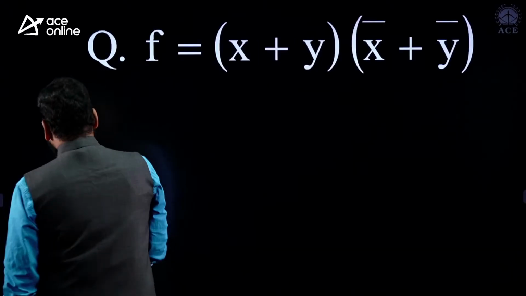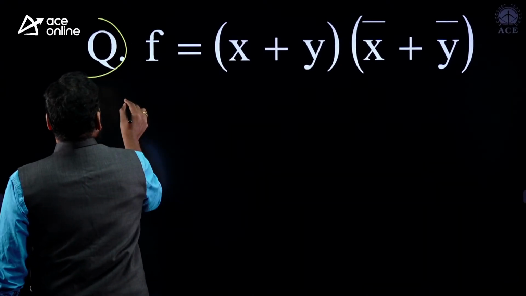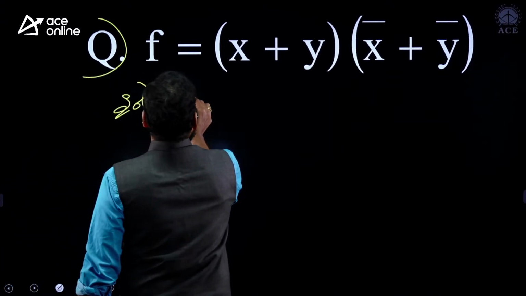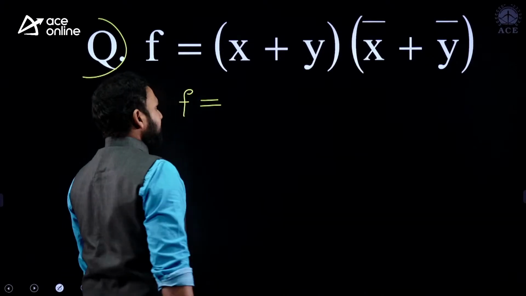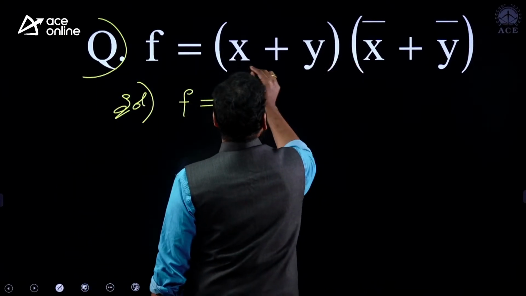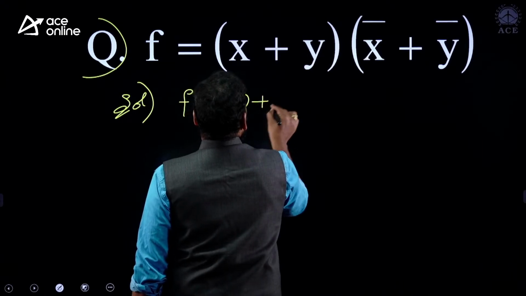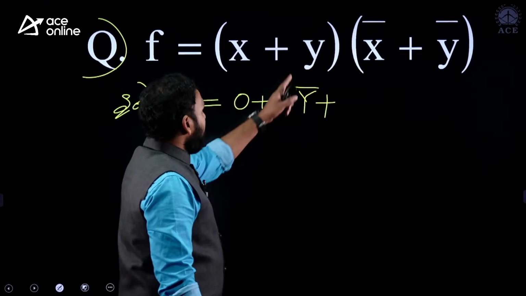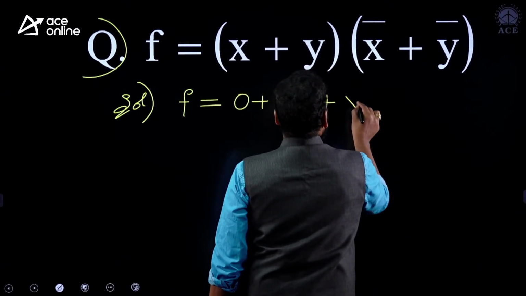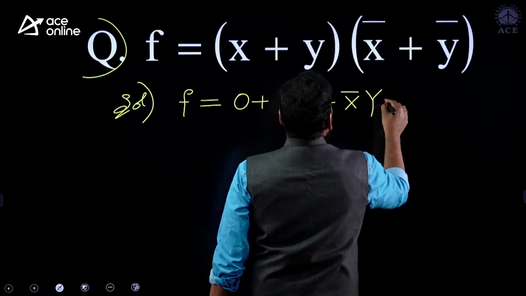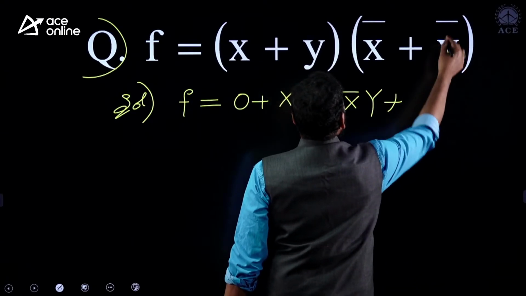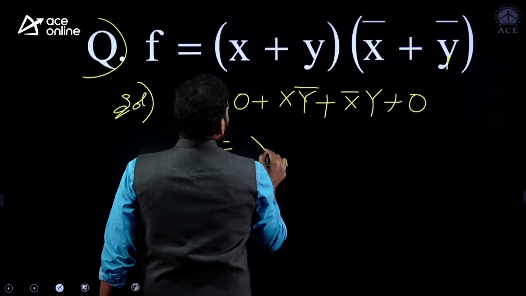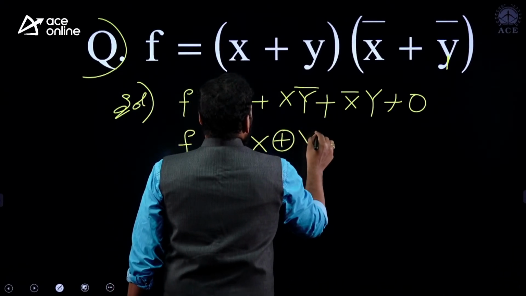Yeah, this is a question. Let me solve it. F is equal to, direct answer, I think you can guess the answer. For this equation, x into x bar is 0, x y bar, x into y bar plus y into x bar, I can write it as x bar y, plus y into y bar is 0. So simply this is x XOR y operation.